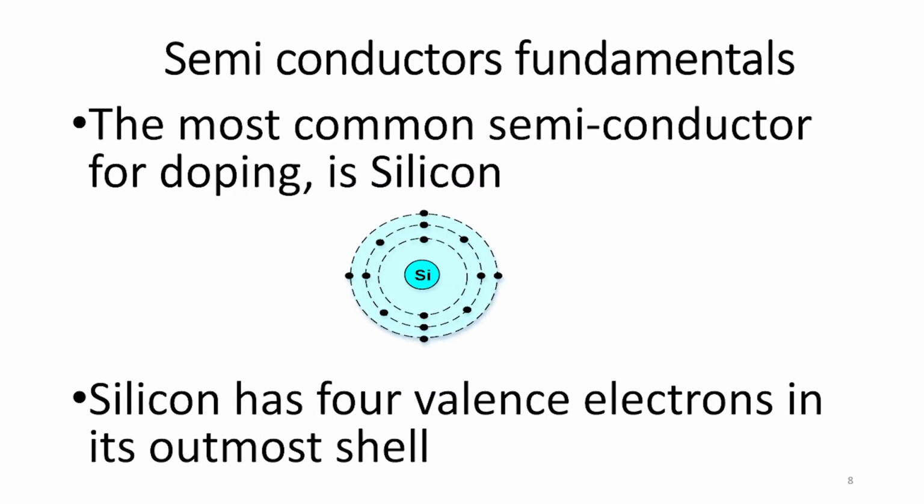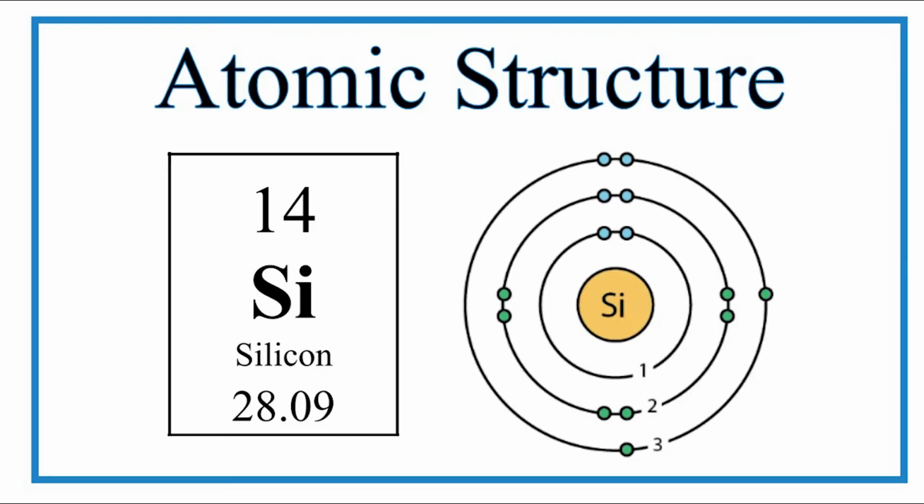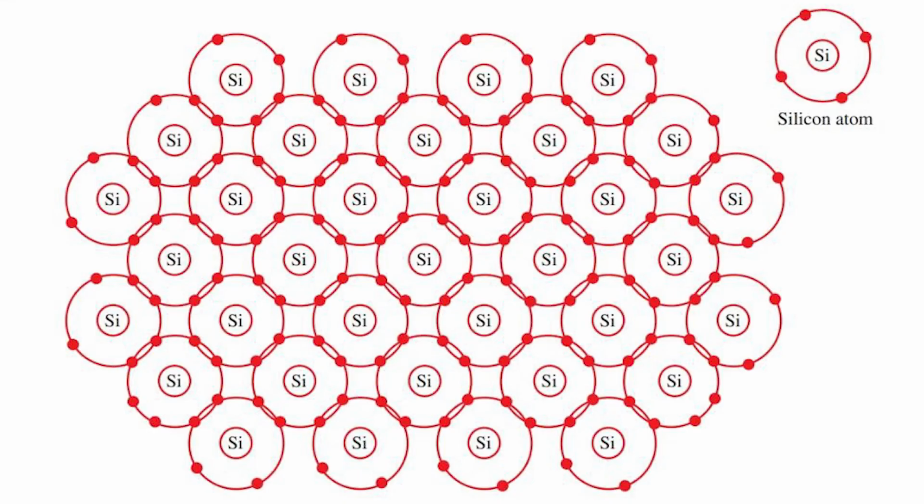The most common semiconductor for doping is silicon. Silicon has 4 valence electrons in its outmost shell. These electrons are shared with neighbor atoms in order to create orbital paths of 8 electrons. The bond structure between two silicon atoms is that each atom shares one electron with its neighbor, and by that makes the bond very stable.